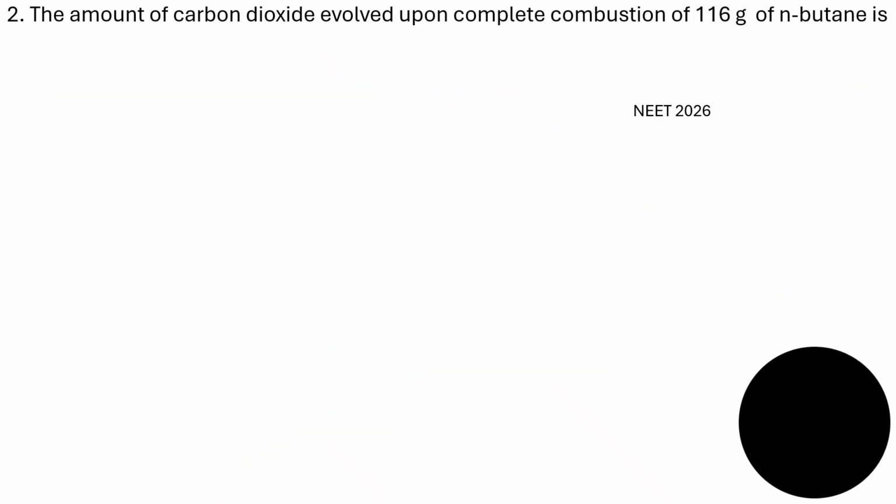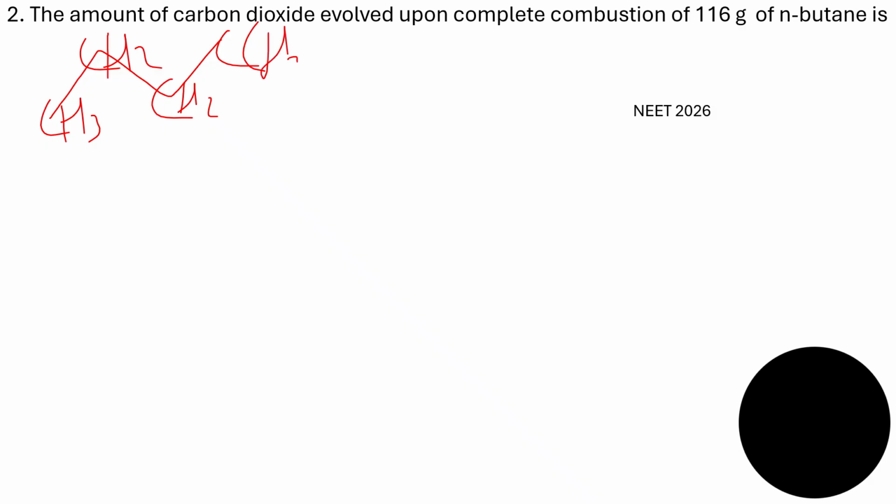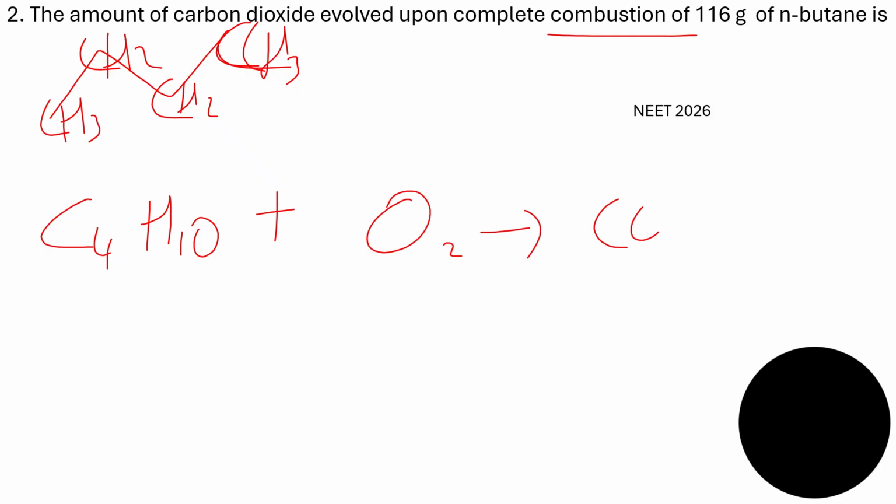This is the second question. The amount of carbon dioxide evolved upon complete combustion of 116 gram of n-butane. A combustion reaction is a reaction in which carbon dioxide is emitted. n-Butane contains 4 carbon atoms: carbon 1, 2, 3, 4. Here CH3, CH2, CH2, CH3. That is C4H10. It reacts with oxygen. Combustion means in presence of oxygen, it gives carbon dioxide plus water.